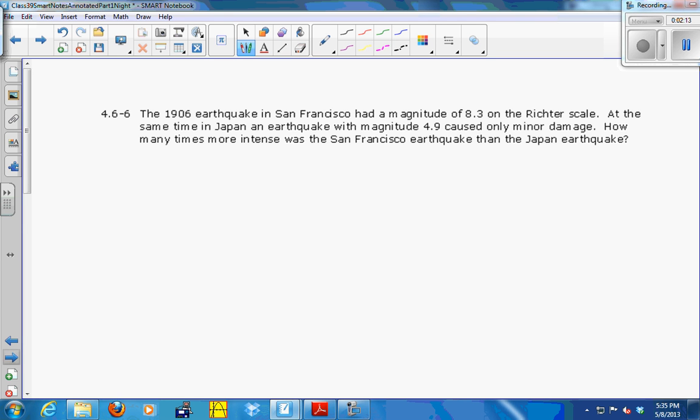So let's see. The 1906 earthquake in San Francisco had a magnitude of 8.3. And at the same time in Japan, an earthquake with magnitude 4.9 caused some minor damage. How many times more intense was the San Francisco earthquake than the Japan earthquake? They're not asking us to compare magnitudes, but intensities. So that is the I in the magnitude formula. So I'm going to analyze each of these earthquakes, San Francisco and Japan.